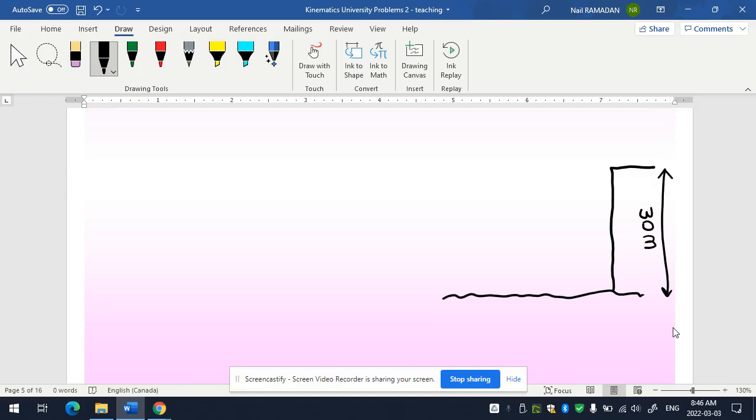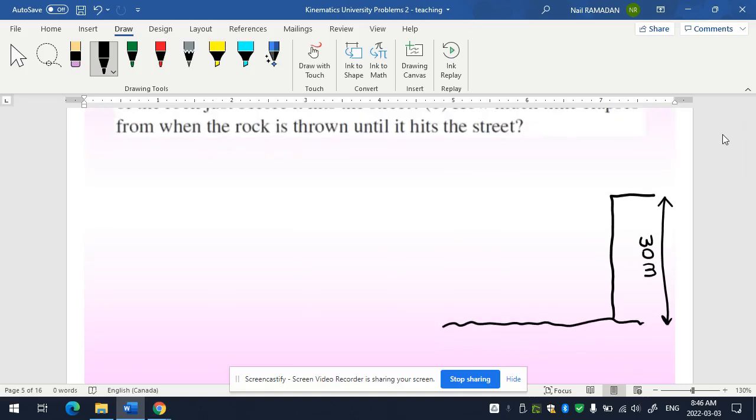So apparently it started from here with some speed like this, went up, reached some max height. We have no idea what it is yet. And then went all the way down right before touching the ground. There we go. That's how easy and simple and basic your diagram should always be.